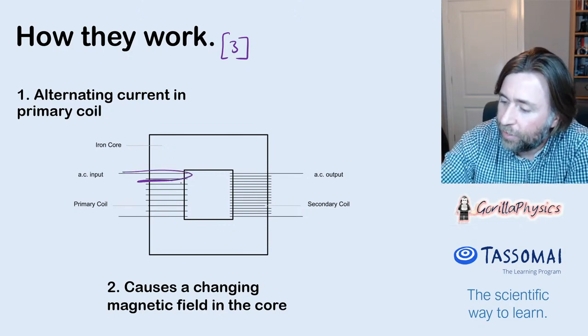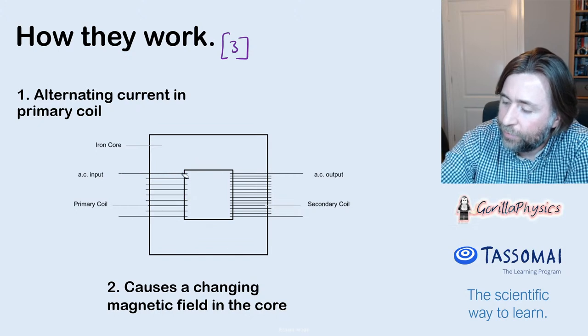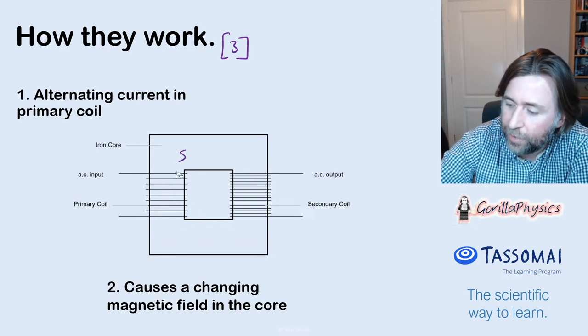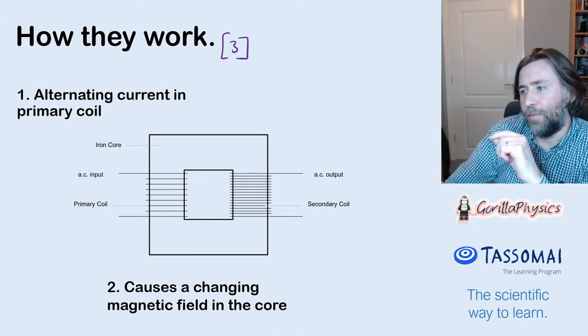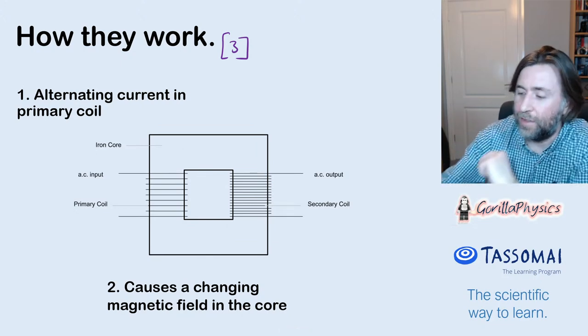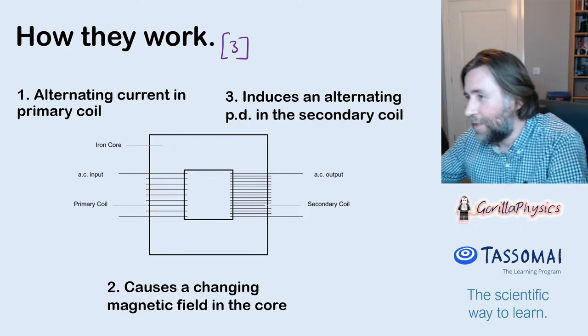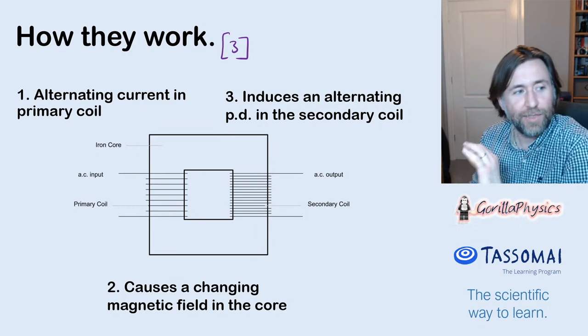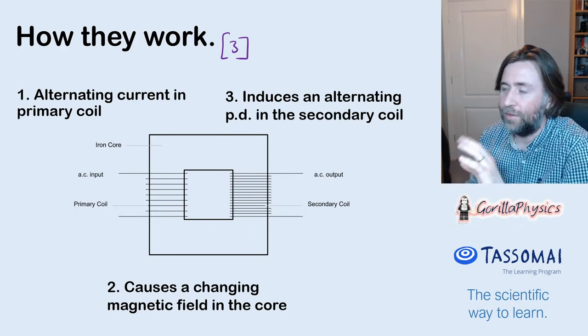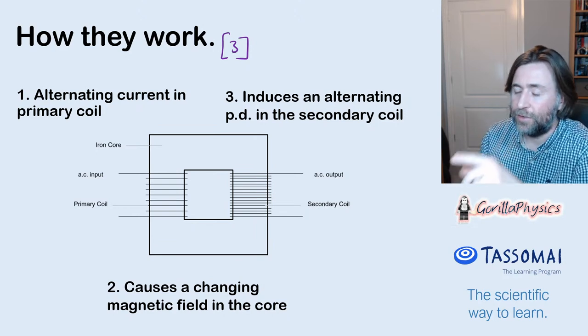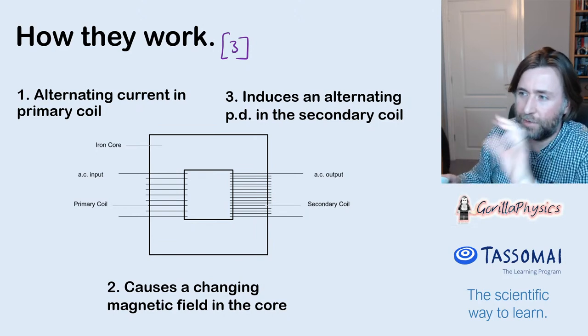So you have this alternating current backwards and forwards in the primary coil, and that causes a changing direction of magnetic field. So north, south, and then it changes south, north, yeah? Like the solenoids we had right at the start. And you have an AC, and that generates an AC potential difference in the secondary coil. If they ask you how a transformer works at any point, that will be the 3 marks that you will have to write down. It's really important you get alternating, changing, and alternating there. So let that sink in.